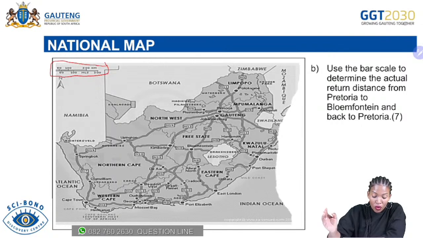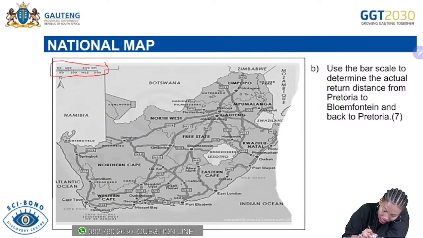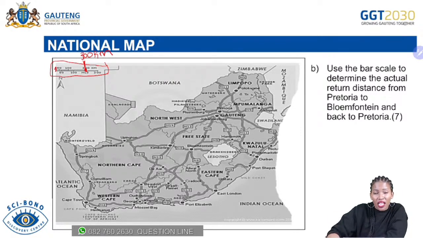So we are only going to focus on the top part of the scale, this part here. This is how our bar scale is going to be. I know, guys, it's not very clear, so I'm gonna write these values for you. This is actually 300 kilometers. So from here, this is 200, from here to there, it is 300 kilometers. So we are going to use the bar scale to determine the actual return distance from Pretoria to Bloem and back to Pretoria. Okay, the fact that we said return, it means we can cancel this back.